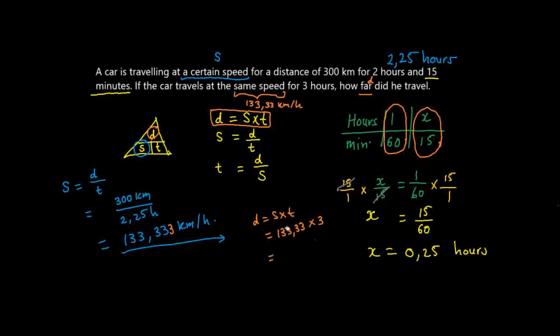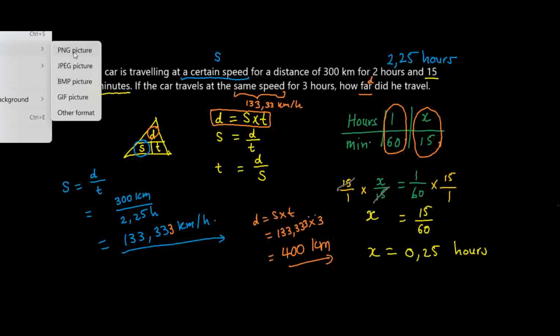So let's see if we have more decimal commas. Let me just put the marker here. If we have more decimal commas, like 3, 3, 3, 3, as many 3's as we can, times 3, it will give me 399.999999, and if I round it up to 2 decimal places, it gives me 400 kilometers. So I think I'll leave my answer as 400 kilometers. Right, so that was the question that we are dealing with. Let me just save this image.